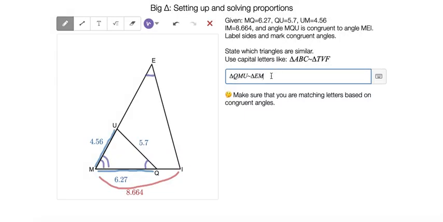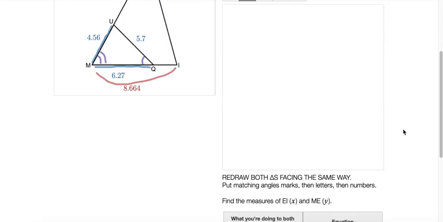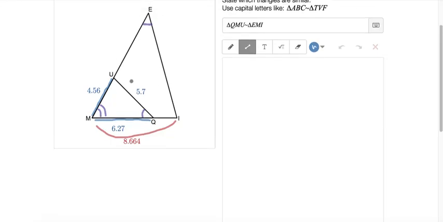big triangle is I. Now we've got a sketch pad, and we are being asked to redraw both triangles facing the same way. This one is really important to redraw because the big triangle and the small triangle are not facing the same way in the original figure. They're like flipped and turned, and the single arc is over here, but then the single arc is up there. Let's just draw them side by side to make this clearer.